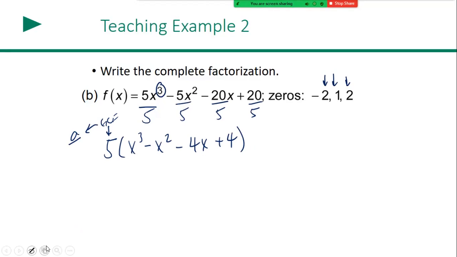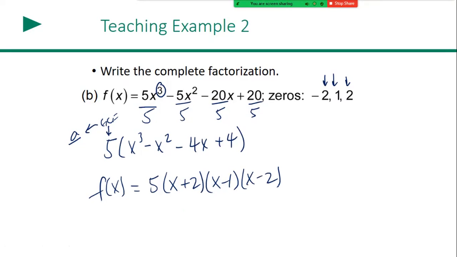Yes, but it also is my what for when I'm factoring. That's my A. So I have my A, I have my zeros. So what is my function in factored form? X plus 2, x minus 1, and x minus 2.